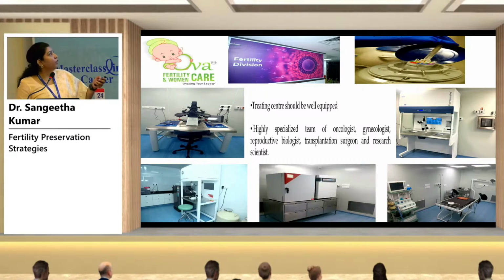So we should have a cryopreservation unit. This is the laminar airflow where we tend to screen the oocytes. And the oocytes are cultured in the incubators for almost 5 days. And we have the micromanipulator to do IVF and the ICSI procedure, and laser-assisted hatching and pre-implantation embryo biopsy for PGT.